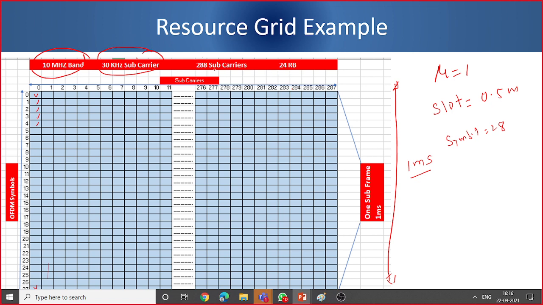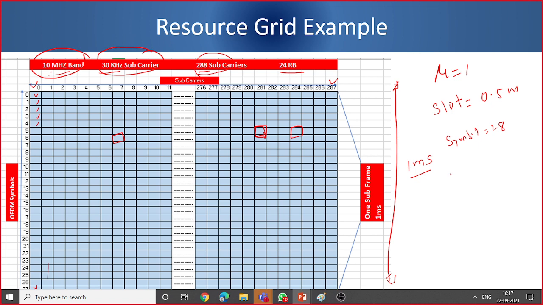In the frequency domain, here again I'll have 288 subcarriers, because if you divide 10 megahertz minus guard band by 30, it is 288, and that will be 24 RB, right? So that's why I have taken 0 to 287 numbers. So every box is one symbol, one subcarrier. Just remember, every box is nothing but one subcarrier for one symbol duration.